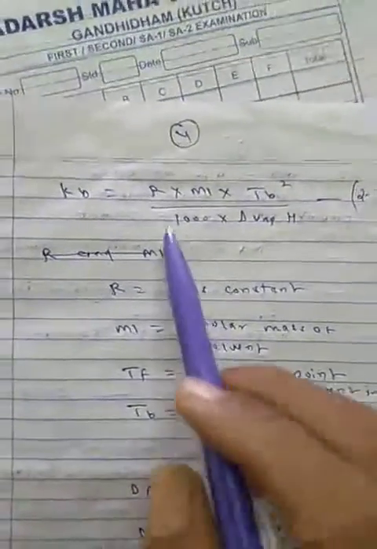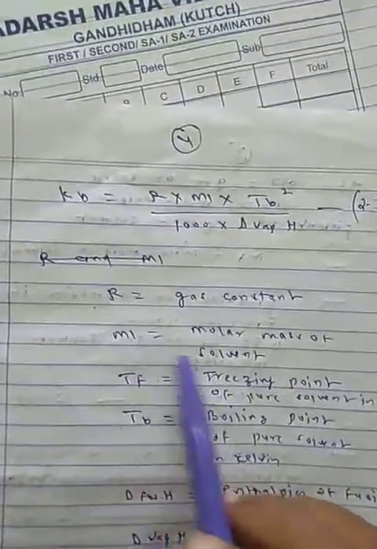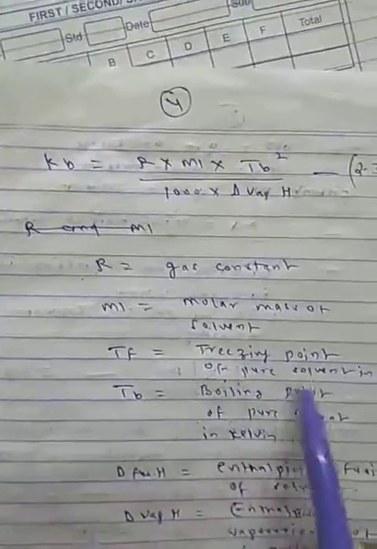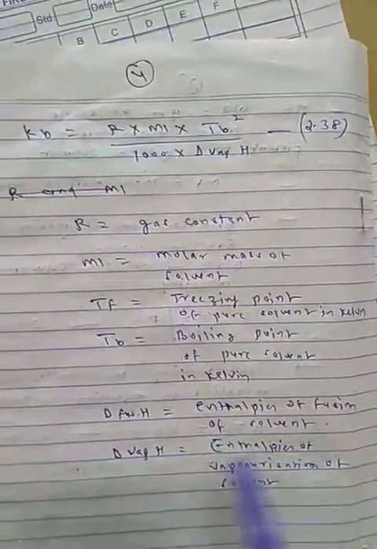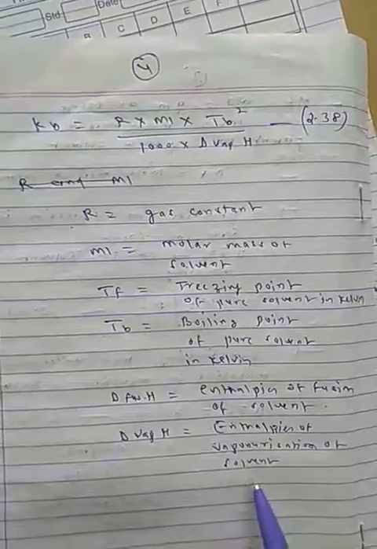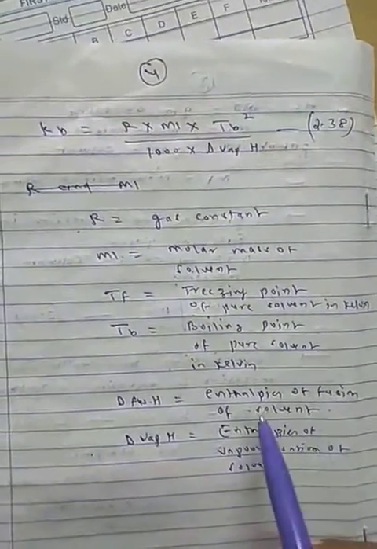M1 is the molar mass of the solvent, otherwise it will be given in a numerical. Tf is the freezing point of the pure solvent in Kelvin, Tb is the boiling point of the pure solvent in Kelvin, delta fusion H is the enthalpy of fusion of the solvent, and delta vapor H is the enthalpy of vaporization of the solvent. This is the enthalpy of fusion and this is vaporization.